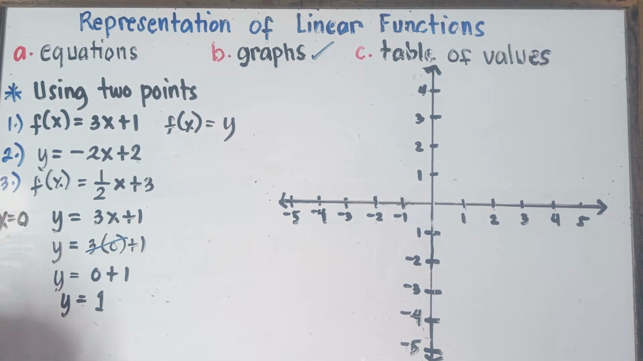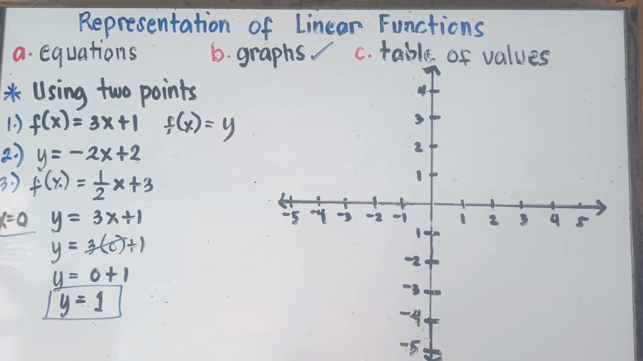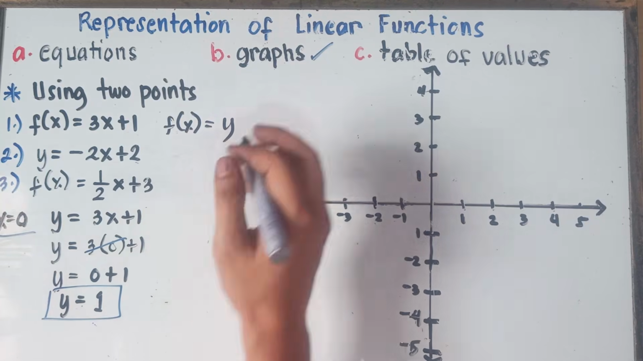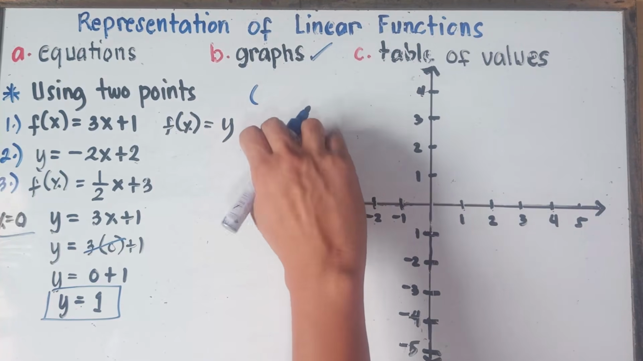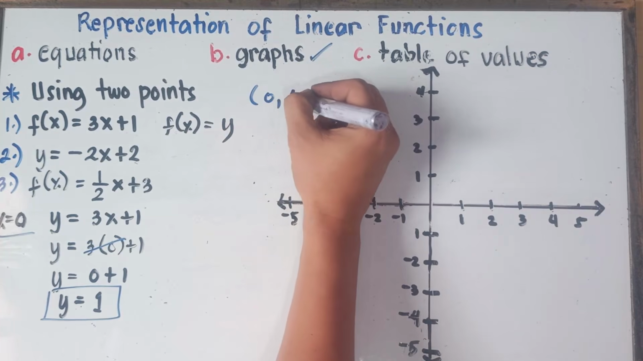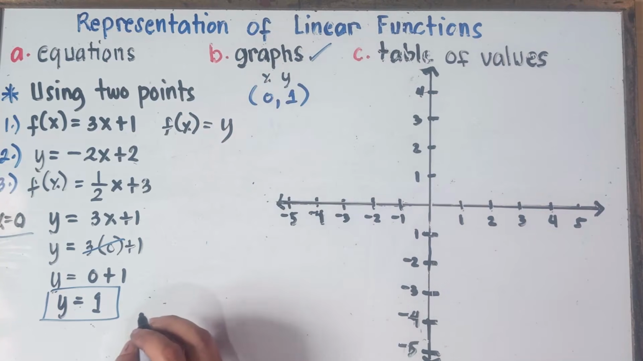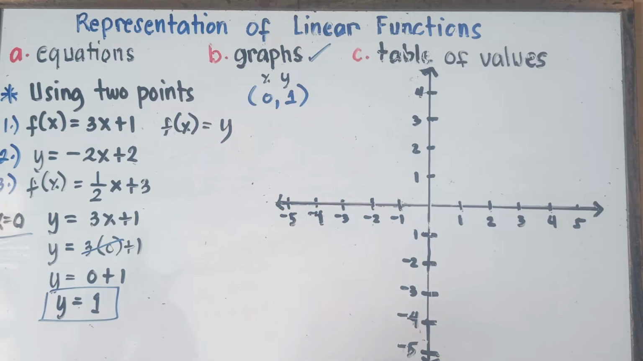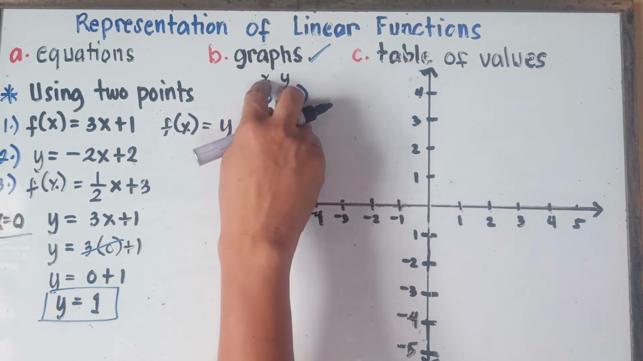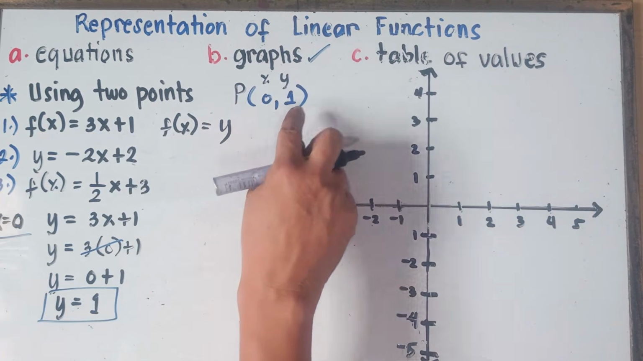So therefore, if x is equal to 0, the value of y would be +1. And that would be our first ordered pair. So if x is 0, y is +1. Once again, class, for the ordered pair, it's always x and then y. And that would be our first point, our first ordered pair. So our first point, we have 0 and then 1.